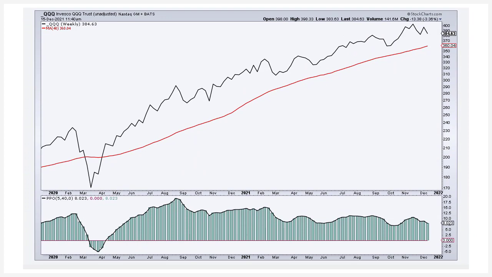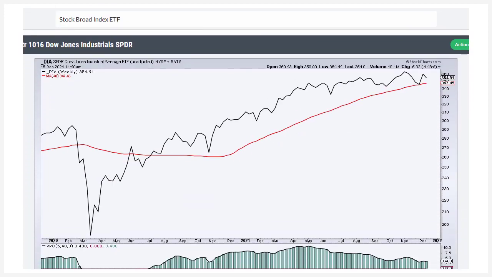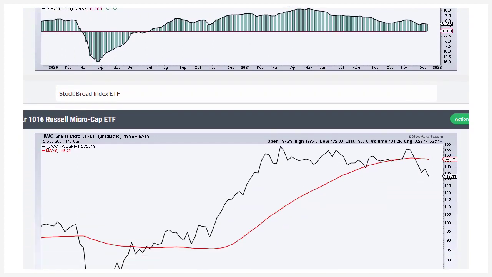Here's QQQ, which is basically as strong as SPY. It's in an uptrend. And this, of course, is dominated by the big 6 stocks in the ETF. I'm going to skip DIA.